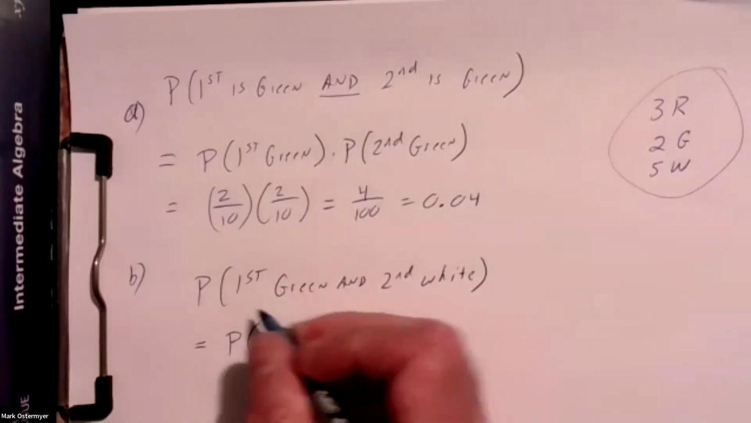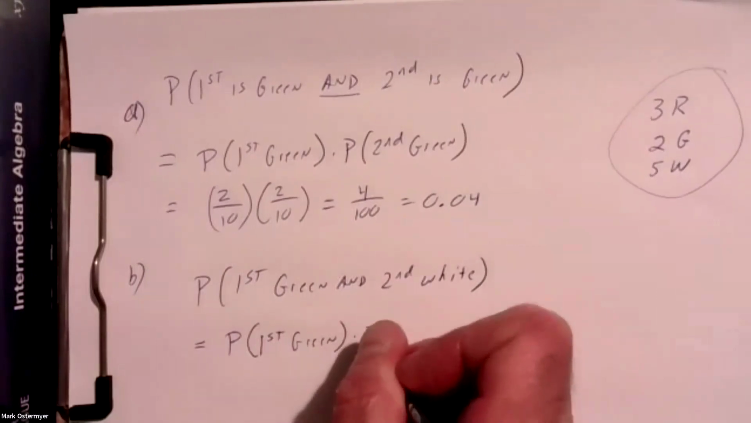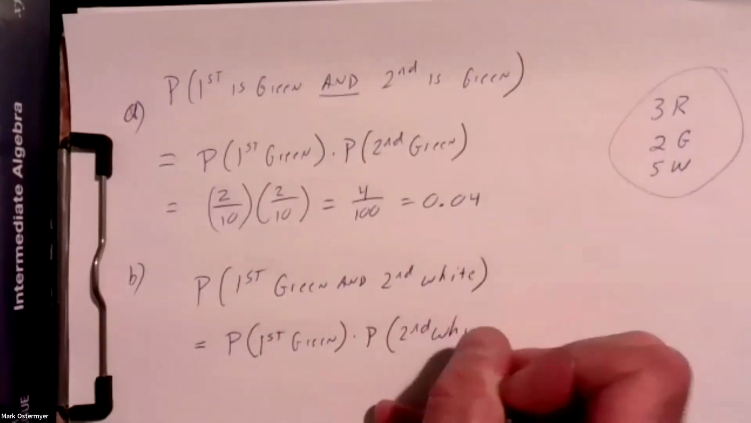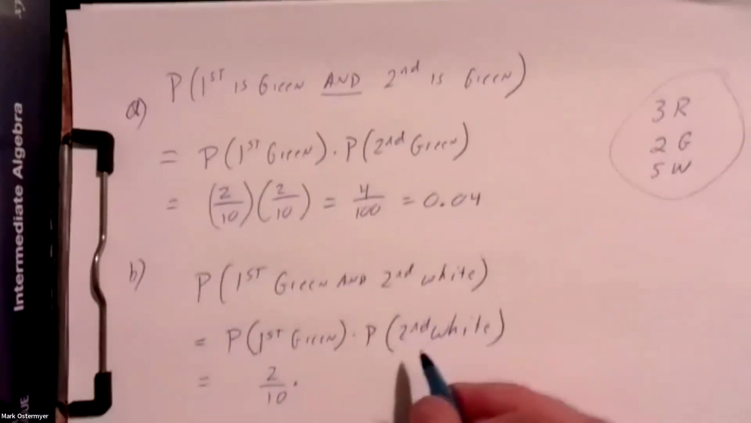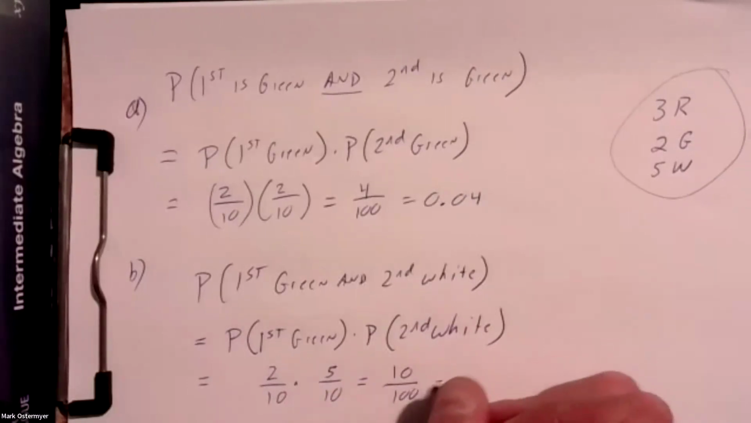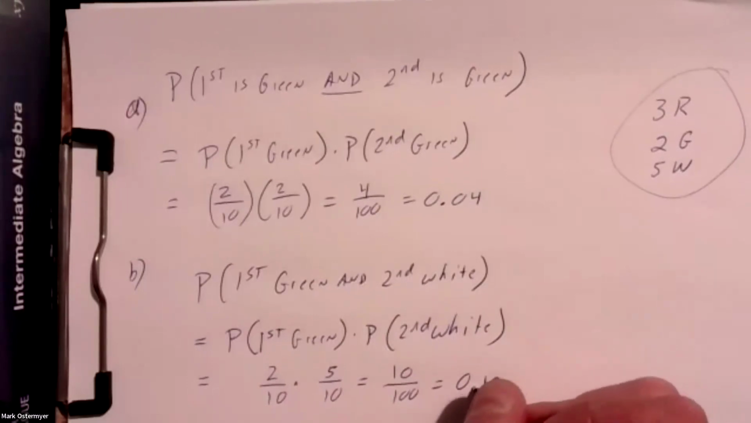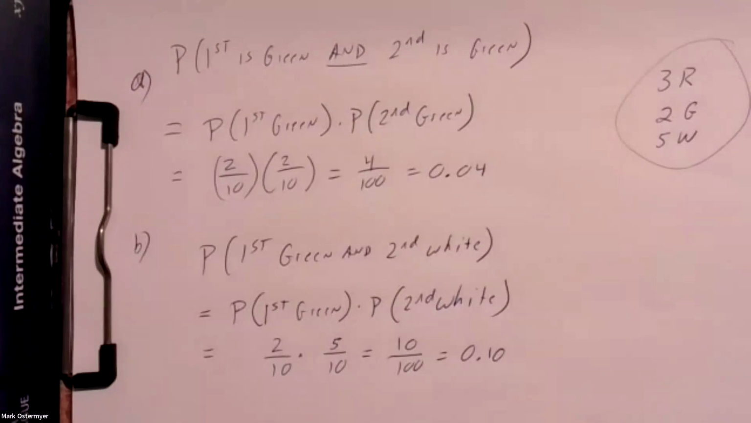Well, that's going to be equal to, since these are independent events, the probability of the first selection is green, and then we're going to multiply that by the probability that the second selection is white. So the probability we select a green ball in the first selection would be 2/10 times the probability of selecting a white ball on the second selection would be 5/10. So 10/100ths, or 0.1 or 10% chance that I will select a green ball and then a white ball in succession, assuming this is an experiment with replacement. Any questions how I computed that probability there?